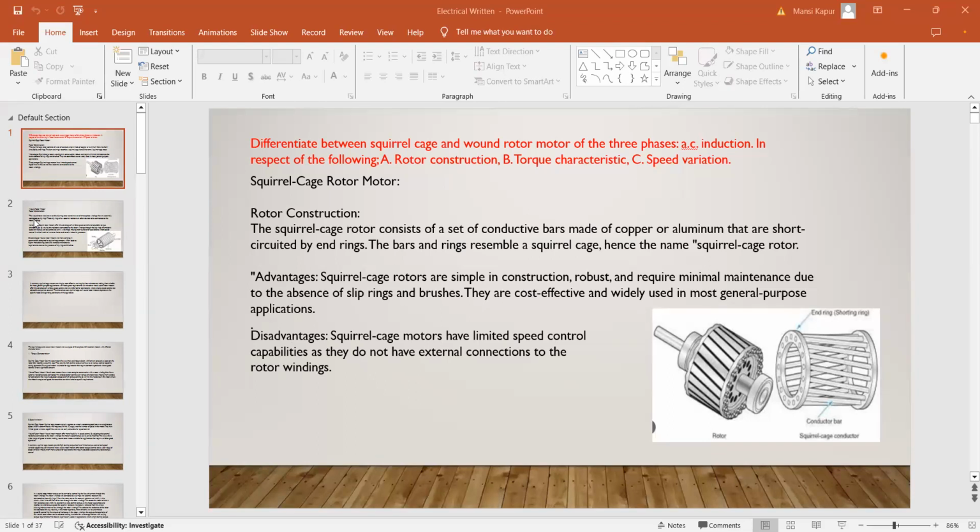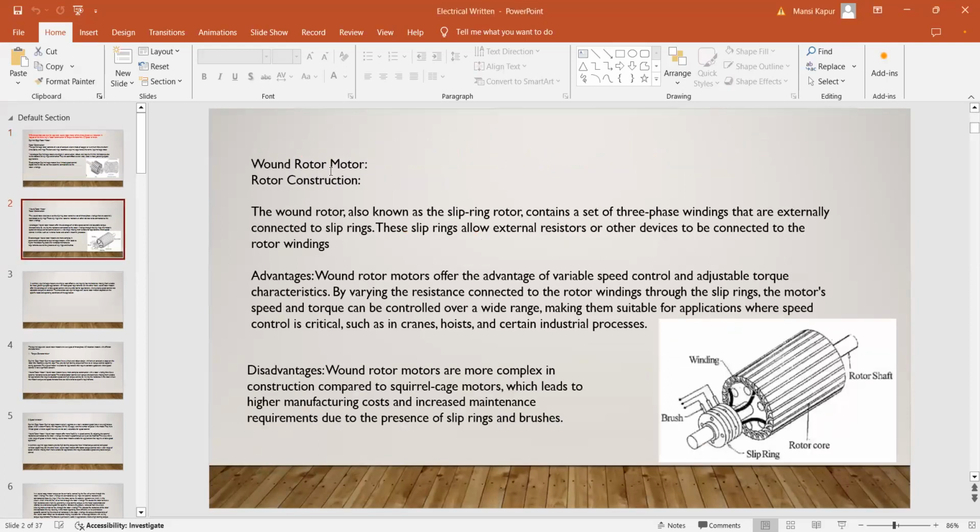Now we are going to see the construction of the wound rotor. The wound rotor consists of slip rings. So now here you have the slip ring. Can you see the wires are coming and connected to the slip ring, and contain a set of three-phase windings that are externally connected to the slip ring. Now your slip ring is connected to the three-phase winding. The slip ring allows an external resistor or device to be connected to the rotor.